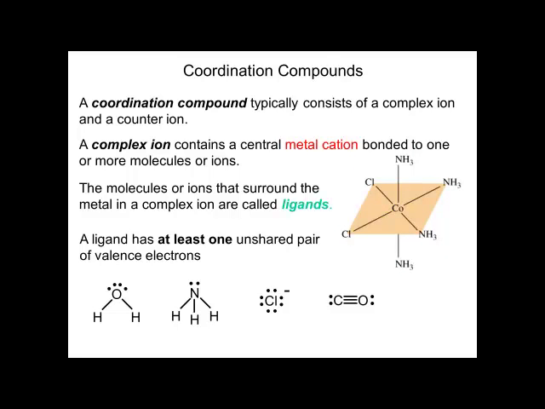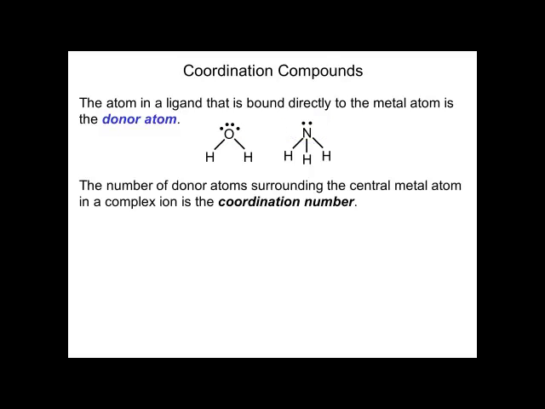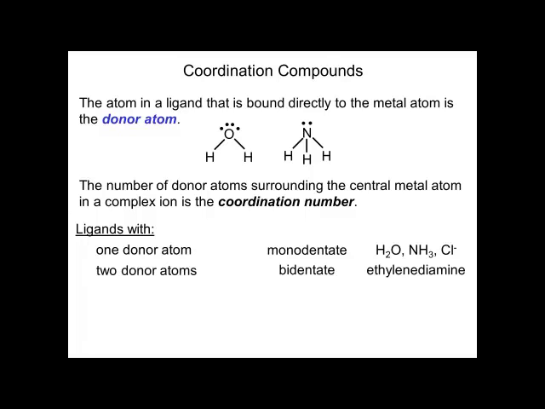Water, ammonia, chloride ion, and carbon monoxide are examples of that. The atom in a ligand that is bound directly to the metal atom is called a donor atom. Water and ammonia fit this case. The number of donor atoms surrounding the central metal atom in a complex ion is called the coordination number. Ligands with one donor atom are referred to as monodentate. Water, ammonia, chloride are monodentate ligands.